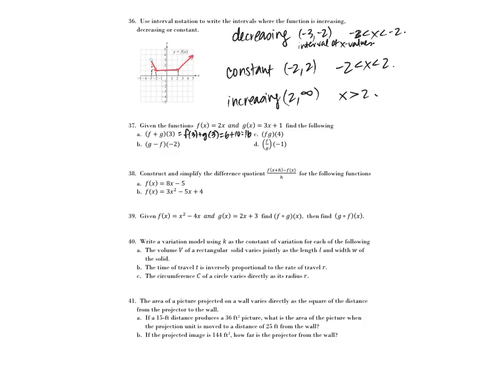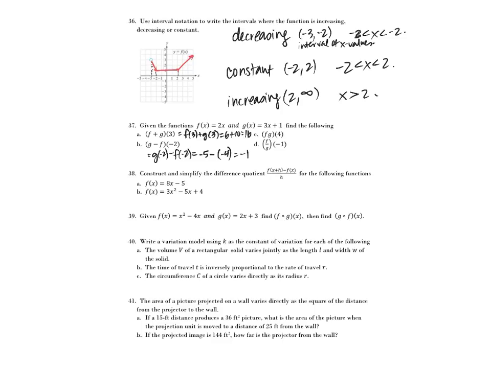B, g minus f of negative 2. So that's going to be g of negative 2 minus f of negative 2. So what is g of negative 2? If I plug in negative 2 into the function g, 3 times negative 2 is negative 6 plus 1 is negative 5 minus, and if I plug in negative 2 to f, I get negative 4. So negative 5 minus negative 4 is negative 5 plus 4, which is negative 1.